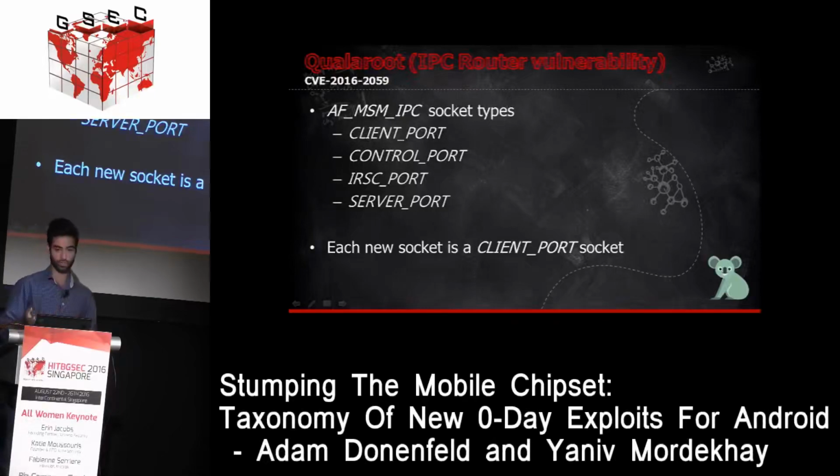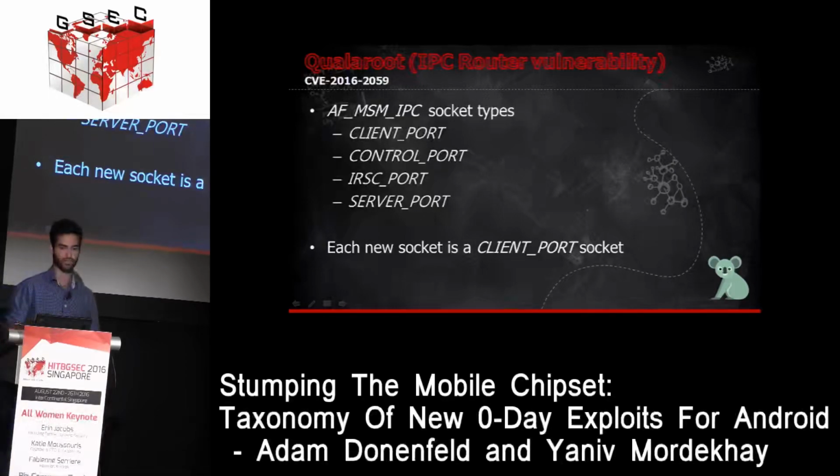Now, a client port socket is a socket that can communicate with other sockets. It can send and receive messages in this address family. Now, control port is a different type of socket. We created almost in the same way, but control port cannot communicate with other endpoints. It will only receive messages for creation or destruction of new sockets in this address family.